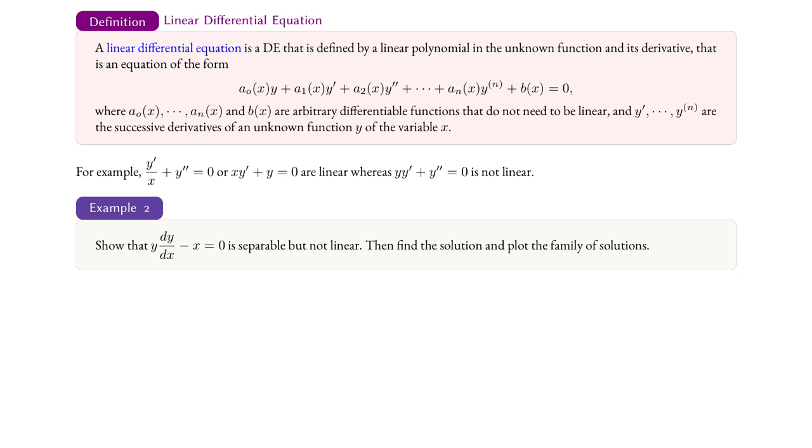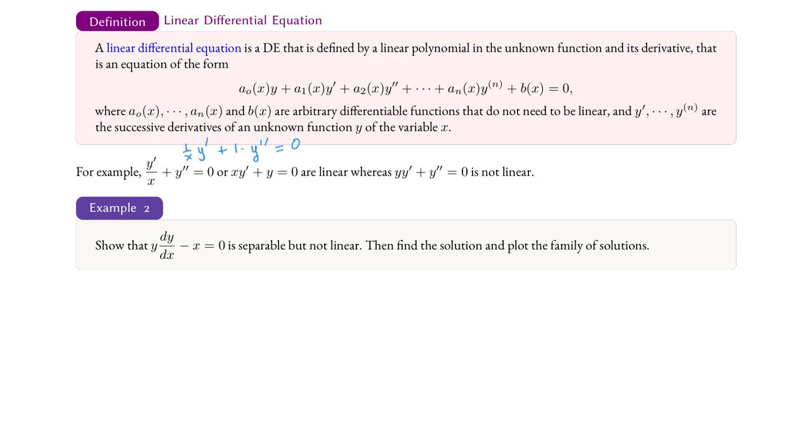The terms y prime, y double prime, y to the n derivative, are all successive derivatives of an unknown function y with the variable x. For example, y prime of x plus y double prime equal to 0 is a linear differential equation because we can express this as some function 1 over x times y prime plus another function which is 1 times y double prime equals 0.